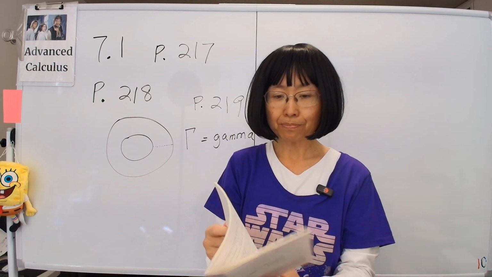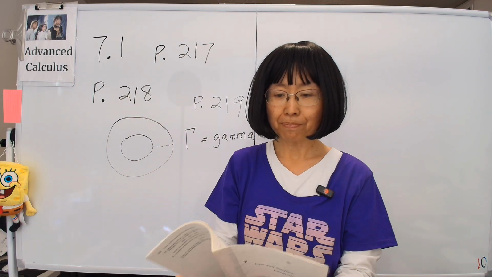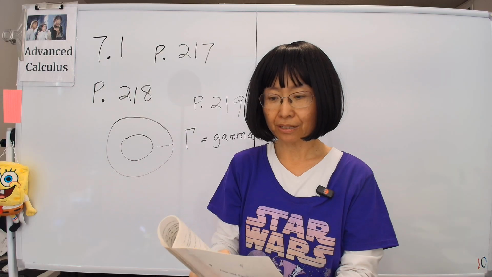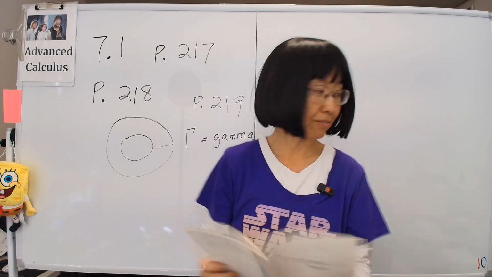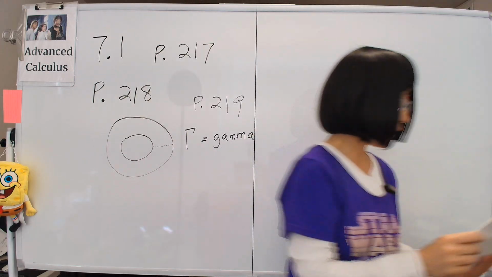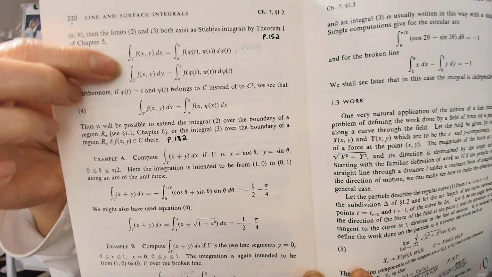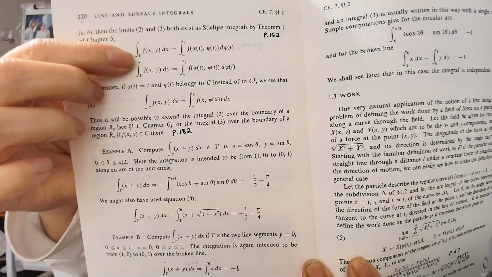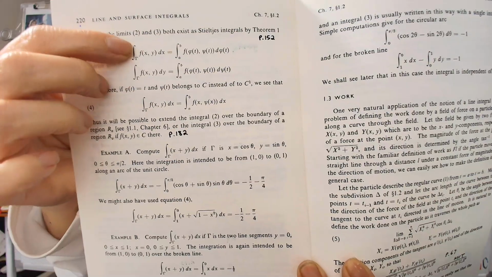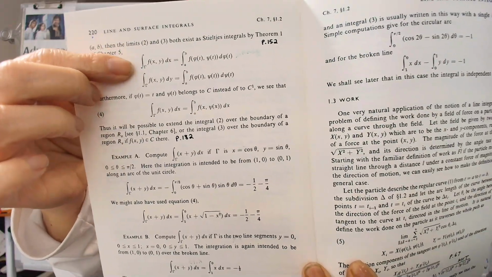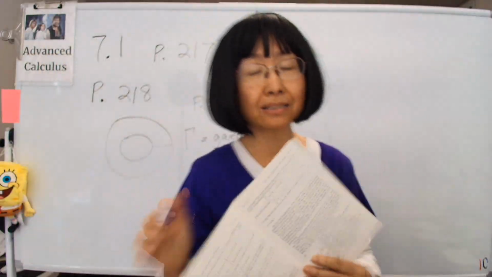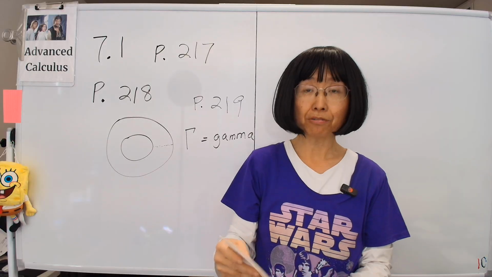So if they are both monotonic, then by the Stieltjes integral theorem on page 152, we have the functions then equal to the Stieltjes integral. That is, they are defined anyway, with the curve gamma being not as restrictive. That is, it's not necessarily regular, it is only monotonic.